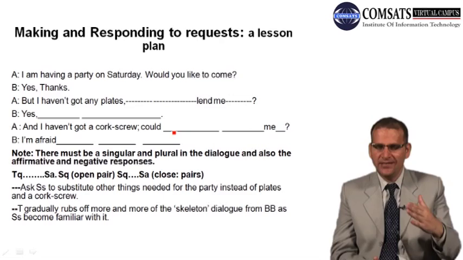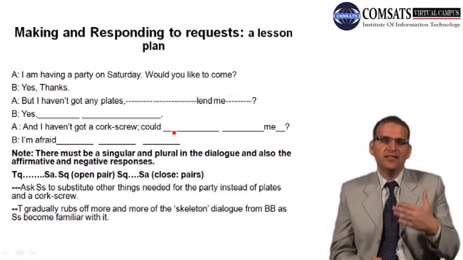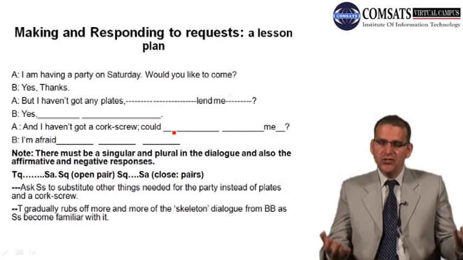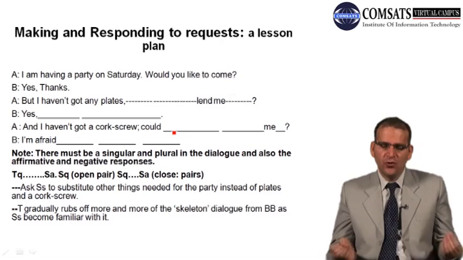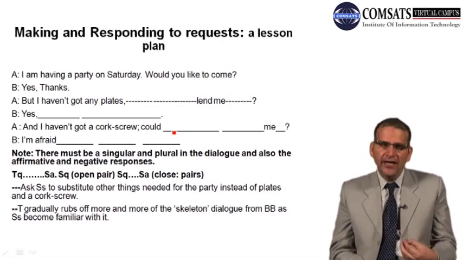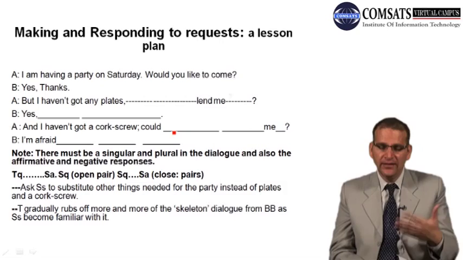Now, in this way, it's a practice stage. Since these things have been presented in the previous stage, the presentation stage, chances are the students would reply. However, if there is any problem, since it's a practice stage, a controlled stage, the teacher can help them out, right? If he says, I'm afraid I haven't one, instead of I haven't got any, you can correct them. There must be singular and plural in the dialogue and also affirmative and negative responses, right? So this is what you have to keep in mind.